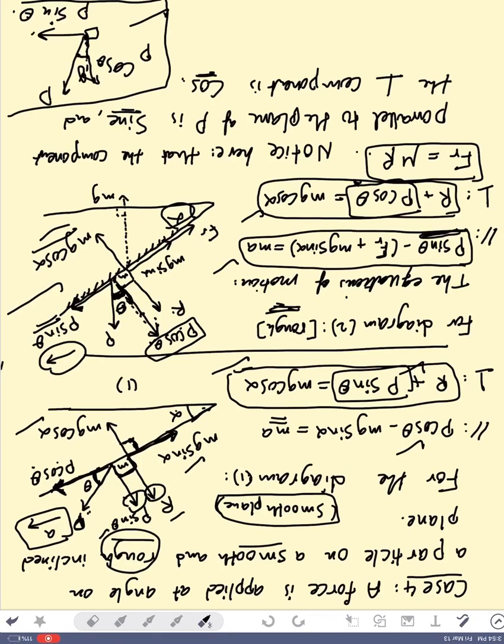Plus the certain equation that always exists when you have friction: friction is equal to mu R. I wrote it here so you don't forget. Notice here in this example that the component parallel to the plane is sine, and perpendicular to the plane is cosine. The angle is cosine.